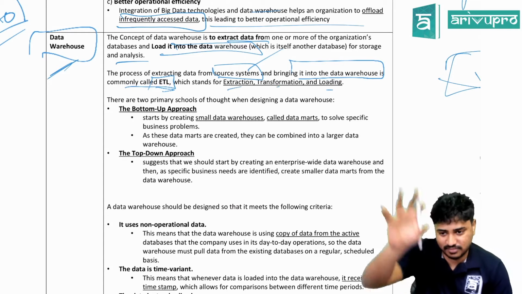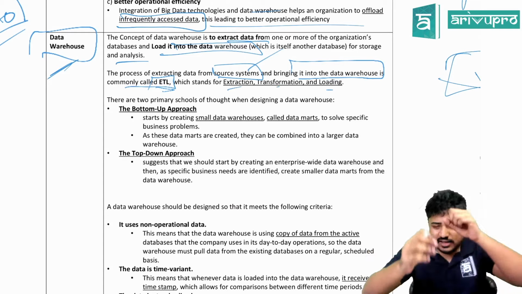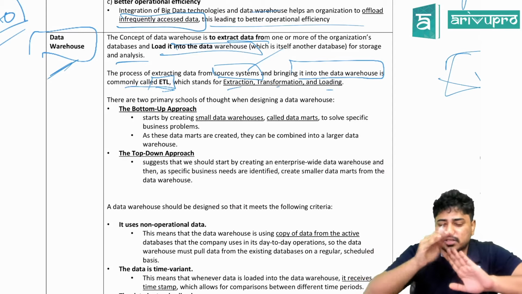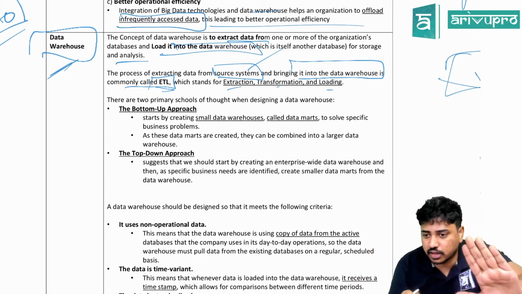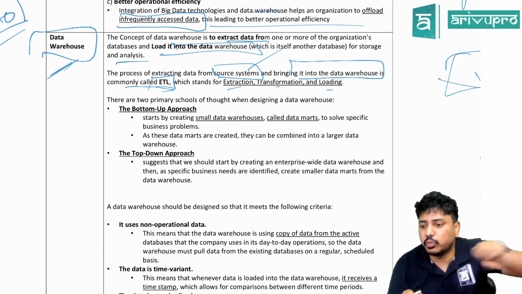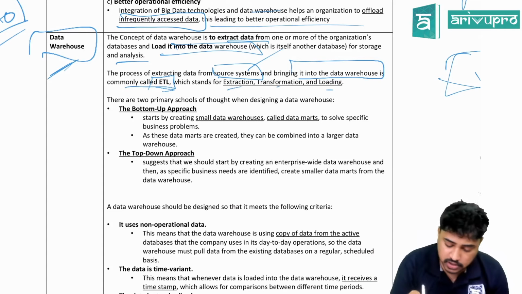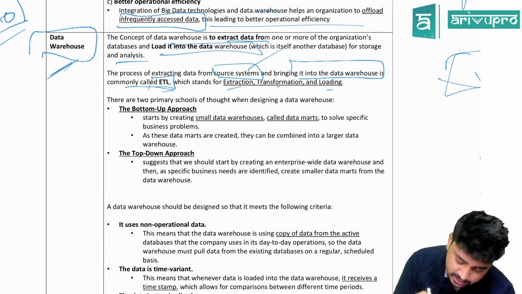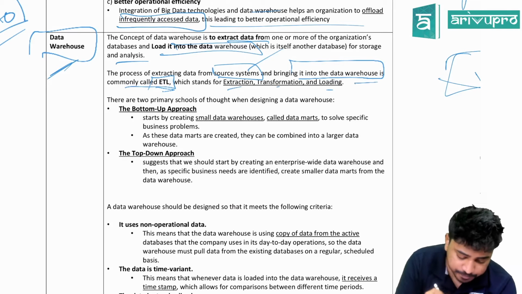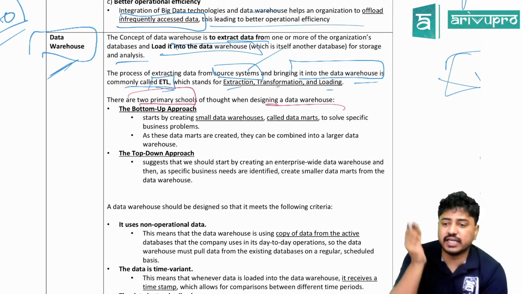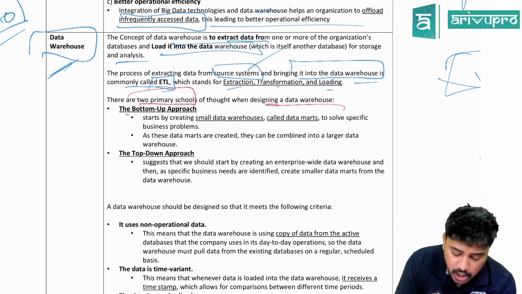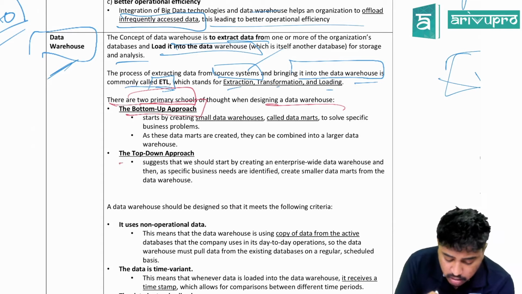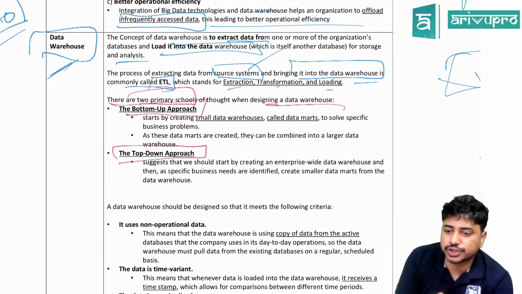In simple terms, extracting the data, a little bit of cleaning the data. Transformation means some cleaning will happen. What the cleaning is, we'll decide later on. And loading, putting it in the warehouse. That is called ETL. Let's see that in detail later on. Now, there are two primary schools of thought for designing a data warehouse. You can create a data warehouse in two ways. One, bottom-up approach, or top-down approach.